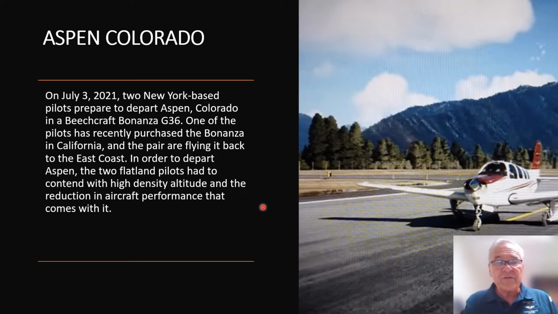This was last summer. In July 2021, 2 New York-based pilots prepared to depart Aspen, Colorado in a Beech Bonanza G36. One of the pilots had recently purchased a Bonanza in California, and the pair were flying it back to the East Coast. In order to depart Aspen, the 2 flatland pilots had to contend with high density altitude and the reduction in aircraft performance that comes with it.